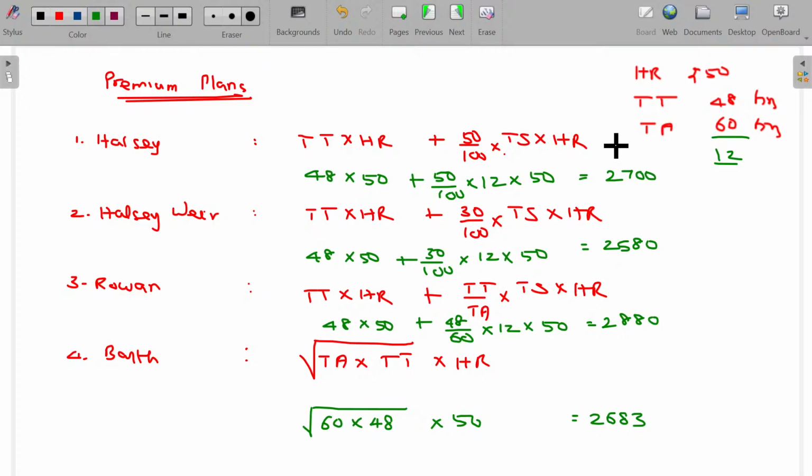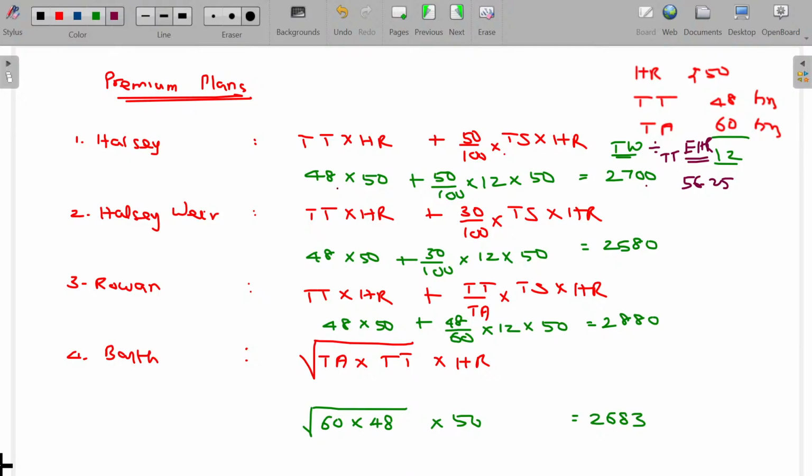This is about the total wages. Now, what about the effective hourly rate, sir? Effective hourly rate you usually calculate in case of Halsey, Rowan and Barth system, which is nothing but the total wage payable divided by time taken. So 2,700 divided by 48, 56.25. So hourly rate being 50, because of the Halsey plan, this employee gets 56.25. Around 6 rupees 25 paise, he gets more as premium.